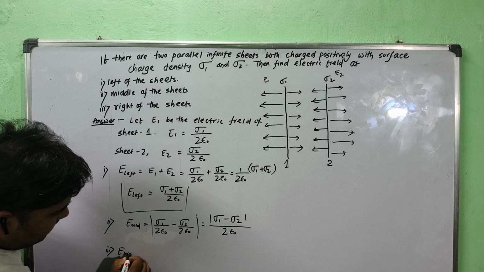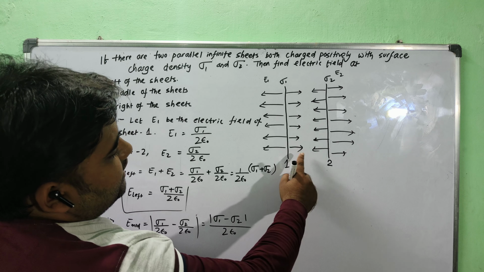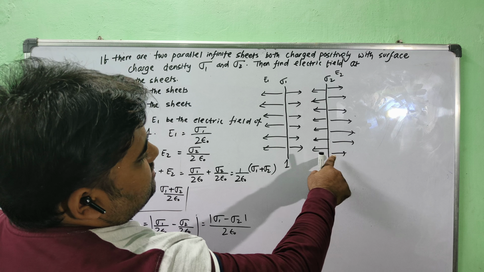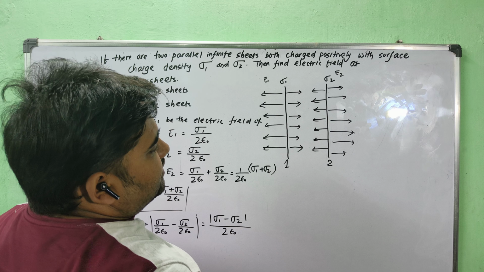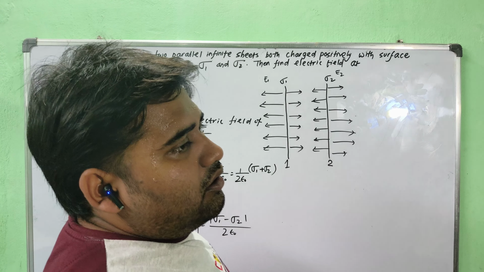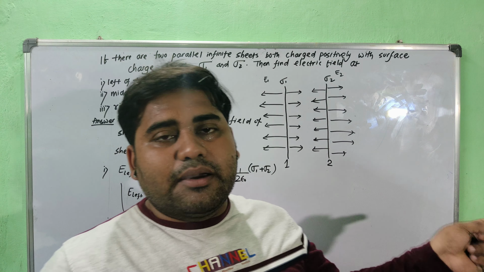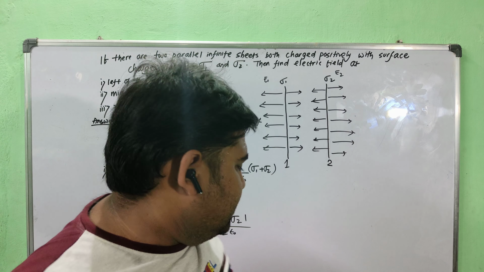Okay, you are finding the net electric field to the right. What should it be? See, to the right, E1 is facing this direction and E2 is also facing the right direction. E1 is facing right and E2 is also aligned right. So they add up algebraically, as they are along the same direction.